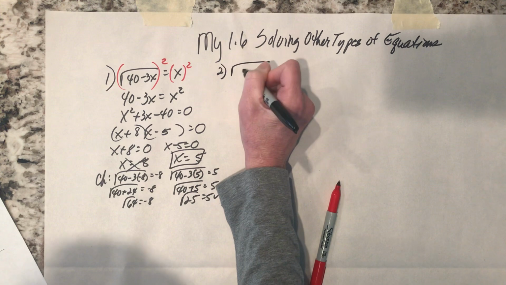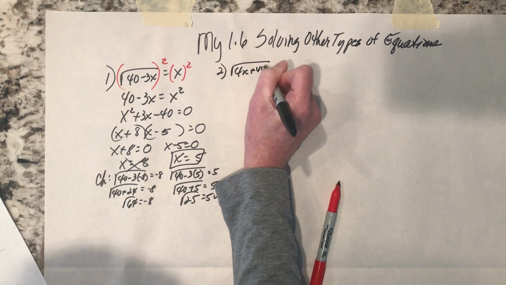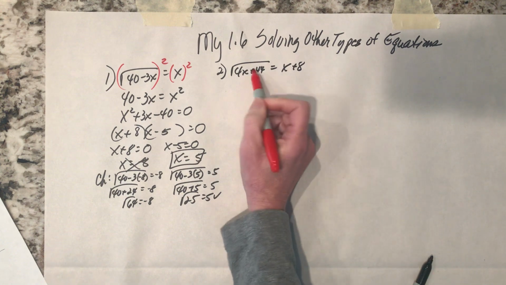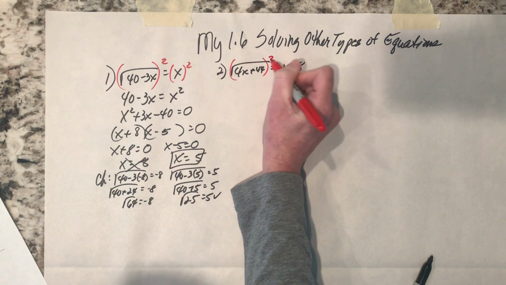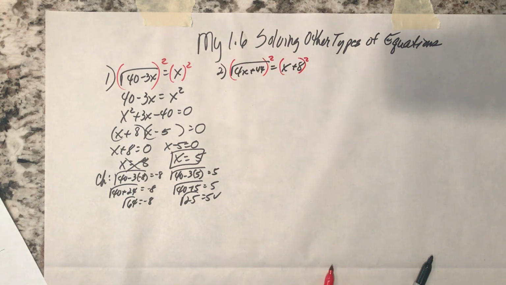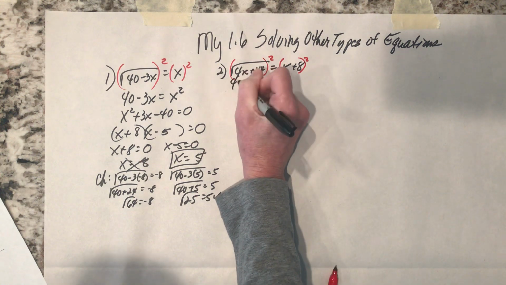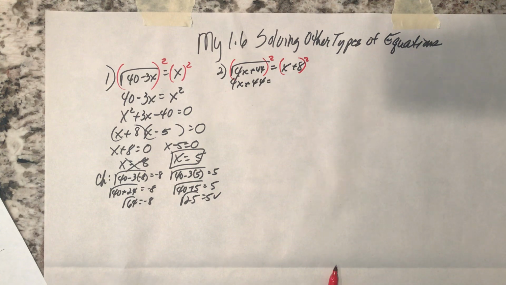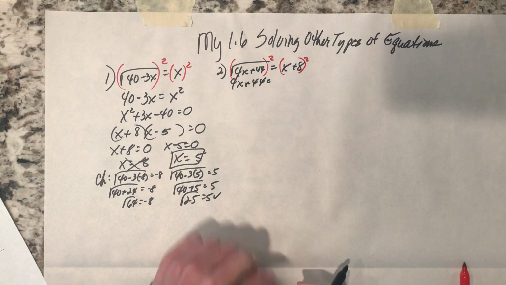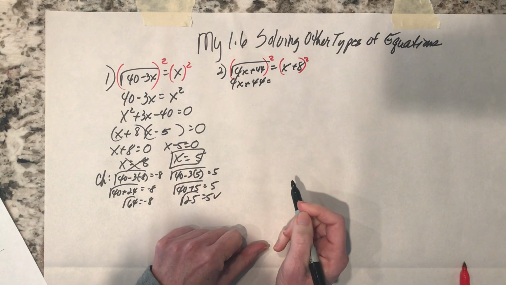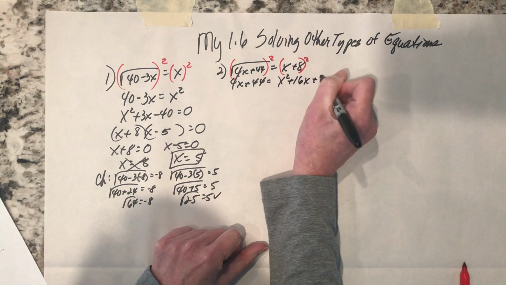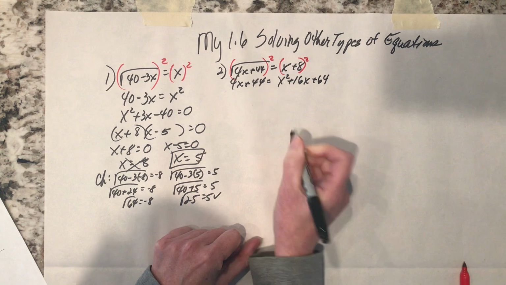Number 2, square root of 4x plus 44 equals x plus 8. This guy is all by himself. We're ready to square both sides. So we end up with 4x plus 44 here. X plus 8 foiled out. You can foil it yourself, or you can go remember what you got in your notes from Thomas's. Will give us x squared plus 16x plus 64.